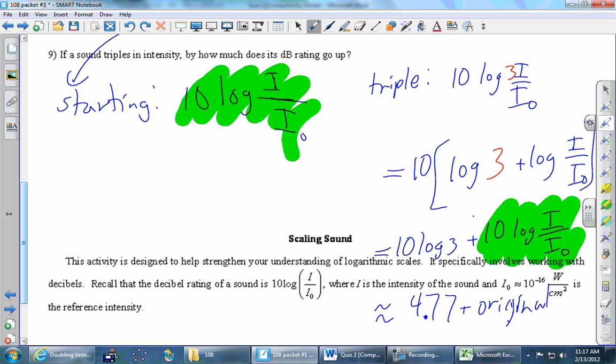That's what it does. Whether you're tripling the sound of a pin dropping or whether you're listening to 3 rock concerts simultaneously, whatever the original rating of the thing was, add 4.77. That's the new decibel rating. Any questions on that?